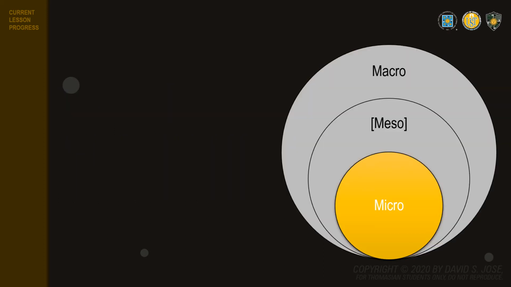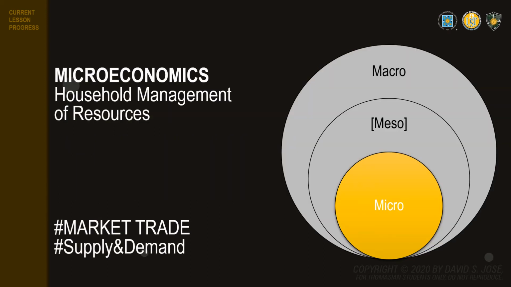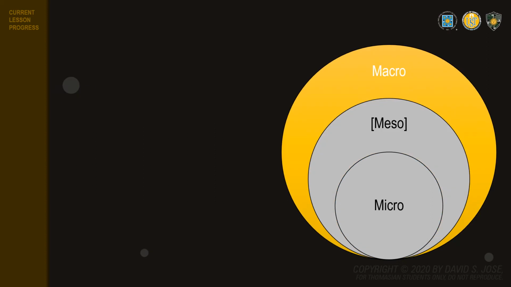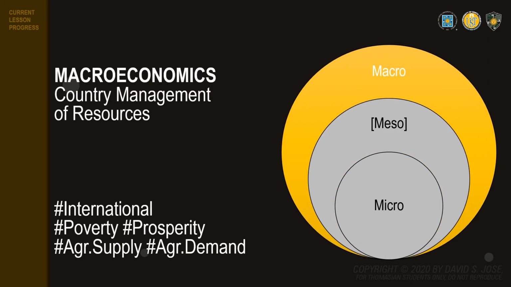In microeconomics, it talks about household management of resources. So it talks about the market, supply and demand, the individual and the business sector. Mesoeconomics attempts to understand how one industry interacts with another industry, how one community interacts with another community. And macroeconomics is about country management of resources. It is how the national economy is being monitored, and how one nation interacts with another.